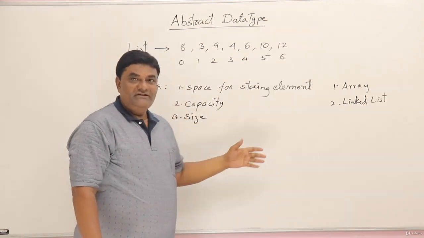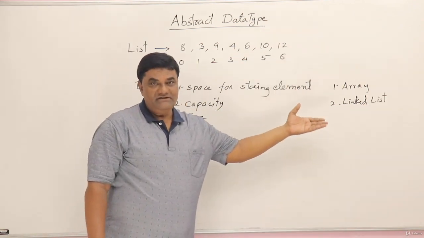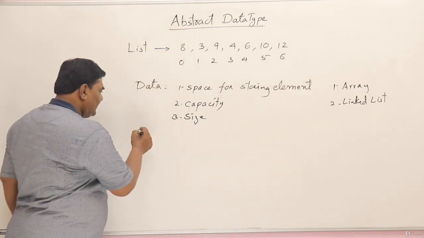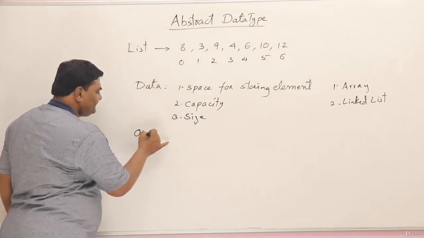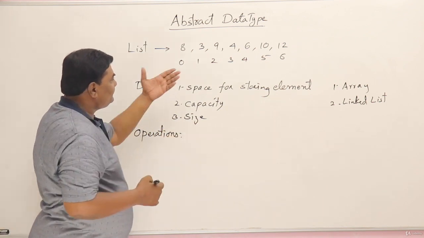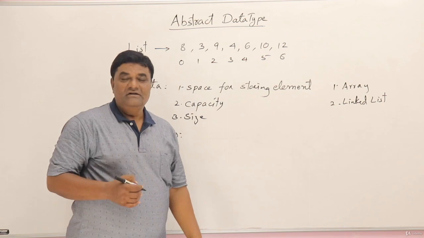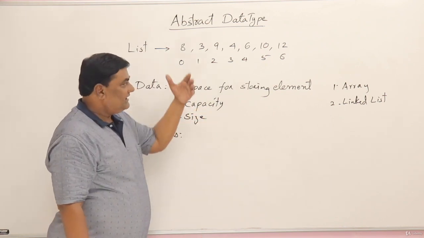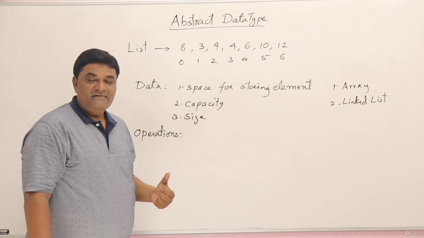So representation of a list can be done using any of these methods. Then let us look at operations on a list. What are the operations that we perform on a list? Now for the operations, I will write a few operations here. Then again, I will explain all of them.